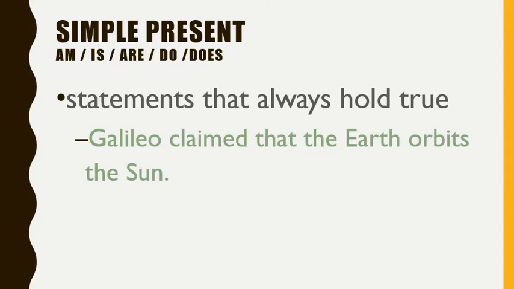Another rule is that it should be used for statements that always hold true, like that Earth rotates around the sun. So let's consider this sentence here. "Galileo claimed that the Earth orbits the sun." In this sentence, we're talking about some event that happened hundreds of years ago, so that's definitely in the past. When Galileo said this, that was in the past. But what he said, that something is the case, in this part we have to say that the Earth orbits the sun, because it's still true today. This is something that hasn't changed over that time.